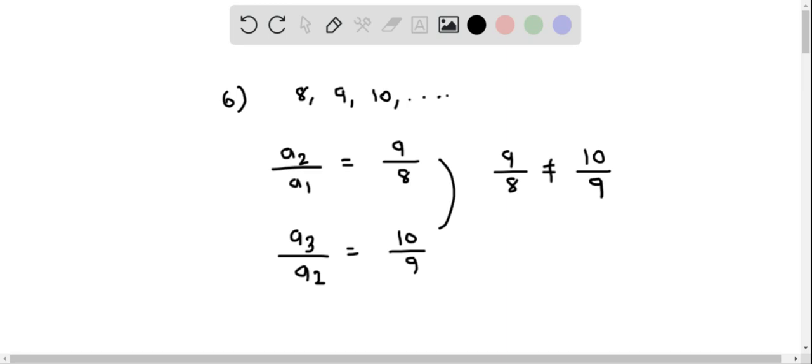And so we observe that the ratio between the two consecutive terms are not the same. So therefore we say that it is not a geometric sequence.